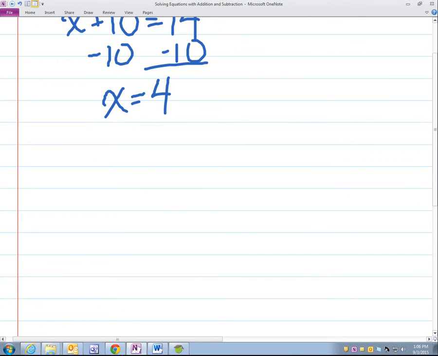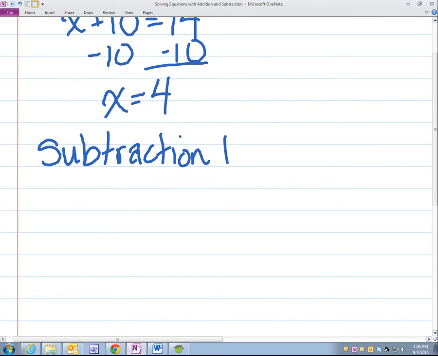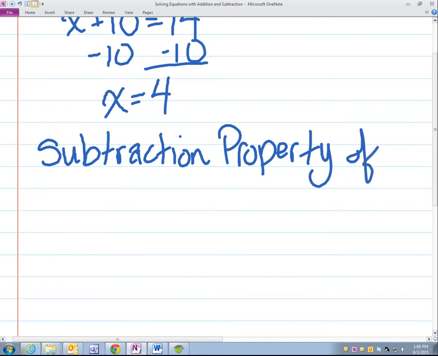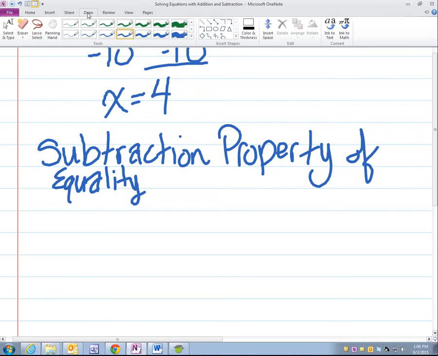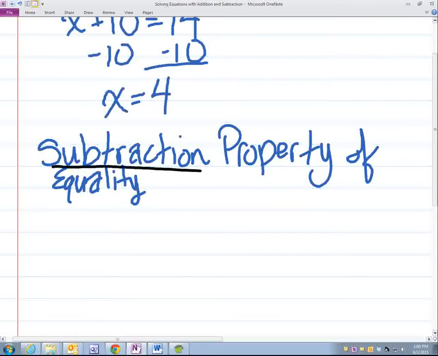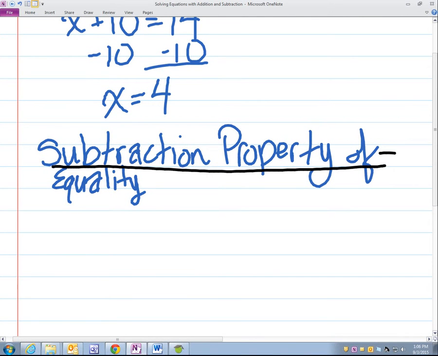And what you used was, see how we subtracted 10 on both sides? What you did was you did the subtraction property of equality. And I'm writing big, but equality would be off to the right.